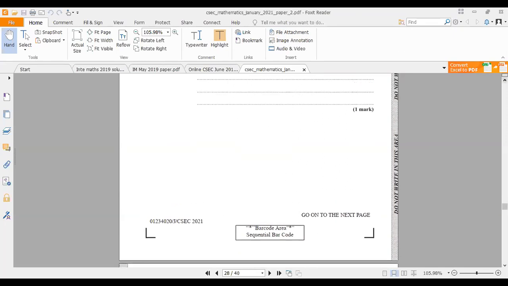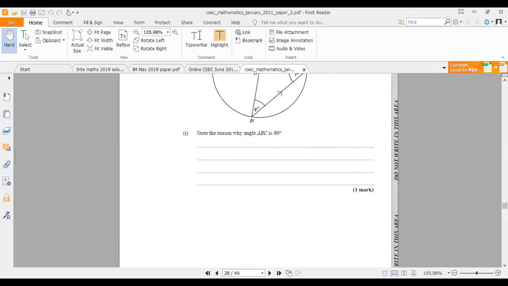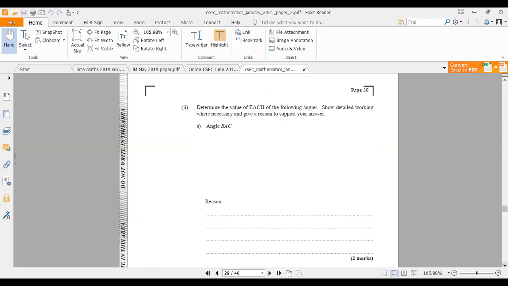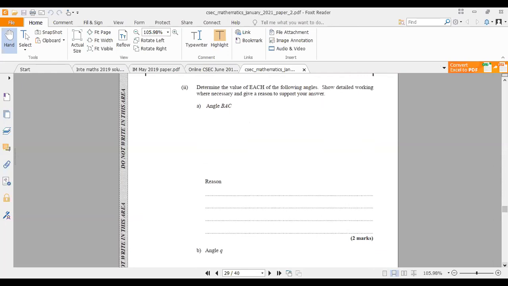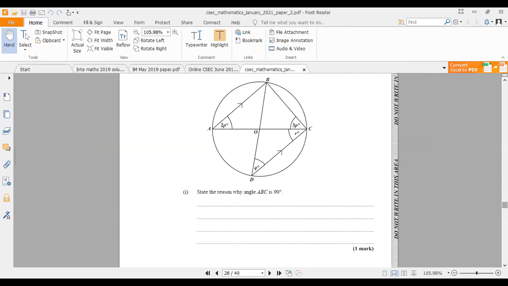What's the next question they ask? We're done with that already. Now, show detailed working necessary and give reason to support your answer. Angle BAC. They want to find BAC. Let's go and look for what is BAC. They want to find this angle.